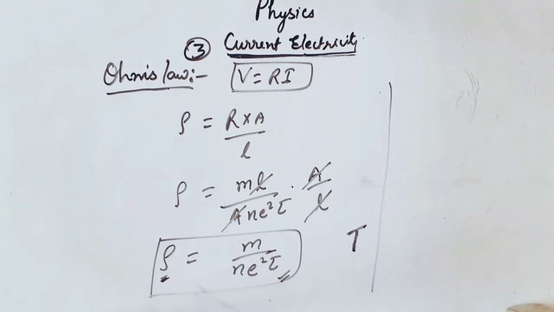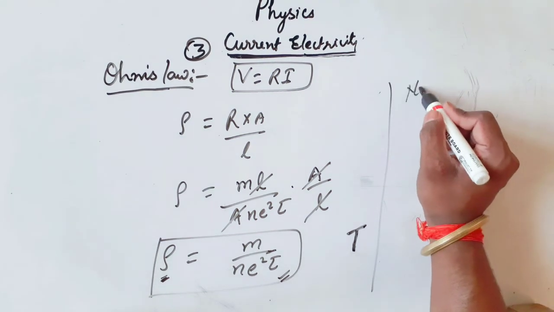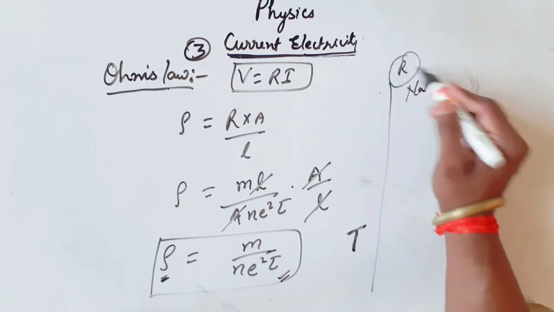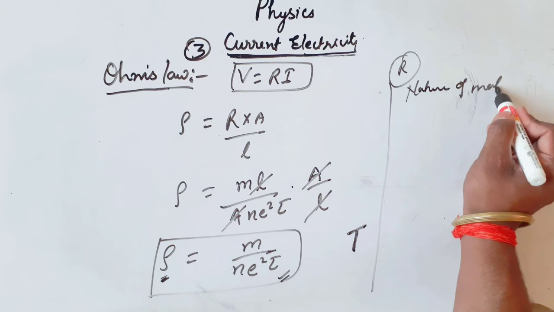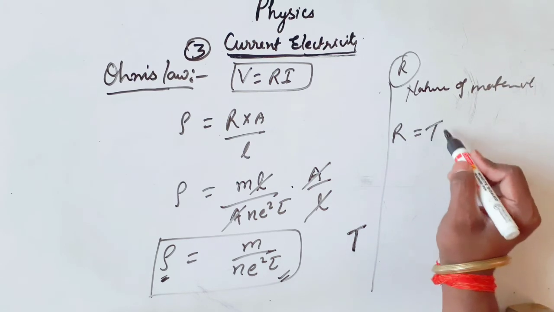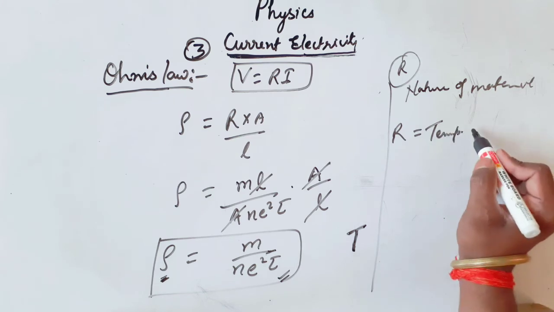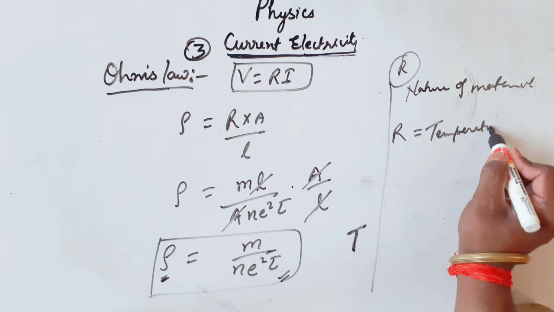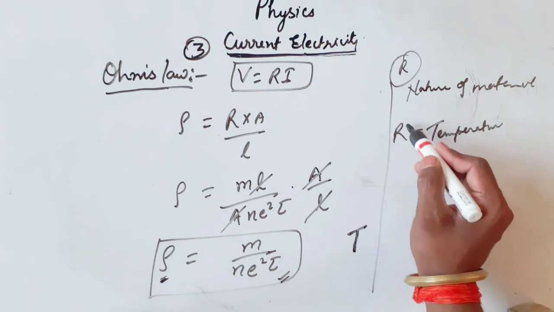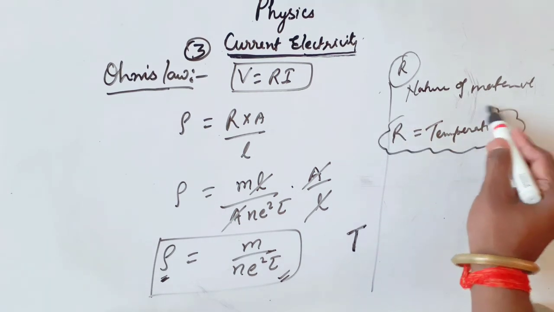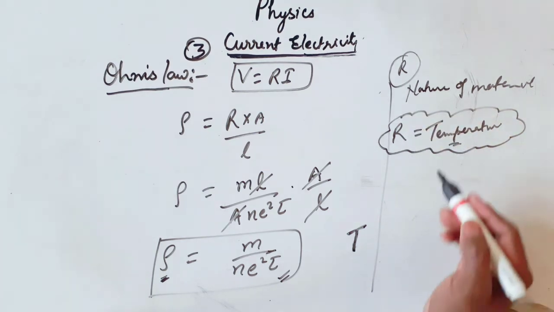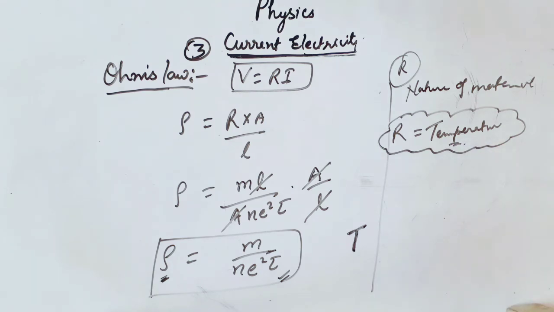The third factor of resistance is the nature of the material. Resistance also depends on the nature of the material. And the fourth factor is the temperature of the material in which electric current is flowing. The effect of temperature on resistance will be discussed in my next video, and its derivation will also be discussed in my next video.